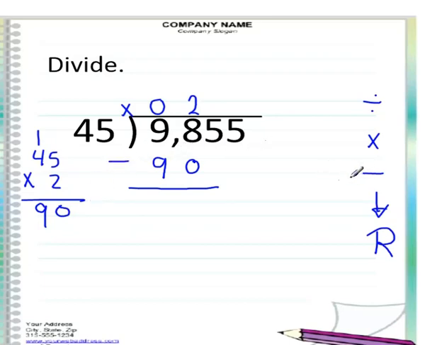Now, the third step is to subtract. 8 minus 0 equals 8. 9 minus 9 equals 0. Now, we will bring down the 5.